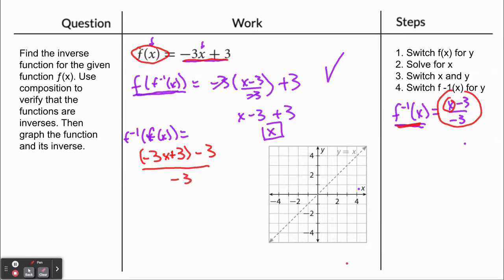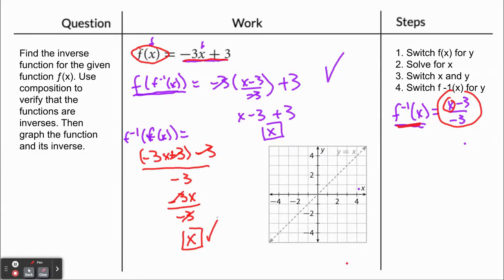Now I'm going to solve this here. I know that these parentheses go away because it's just a subtraction after this. And then adding 3 and subtracting 3 cancel each other out. And I get negative 3x over negative 3. These cancel out as well, leaving me with just x. And again, that's what I'm looking for. So that's how I verify my inverse functions.